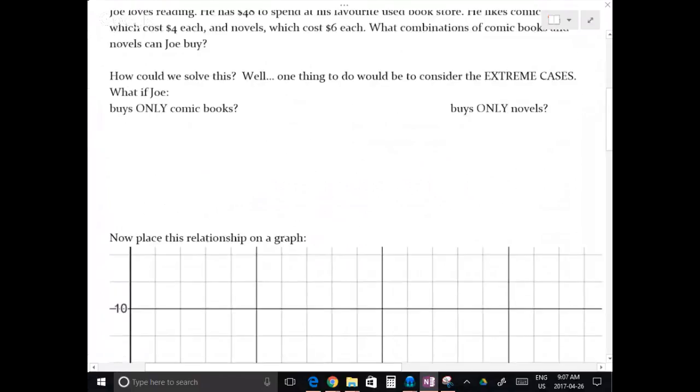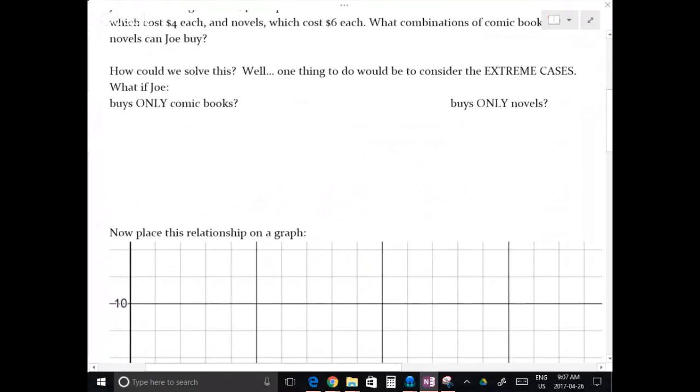I want you to work through this by looking at the extremes. Let's start with the most extreme examples. The two most extreme examples would be what? I've got $48. Buy all comic books, or buy all novels. Excellent. I could buy all comic books, or I could buy all novels. So go ahead and figure those two situations out.